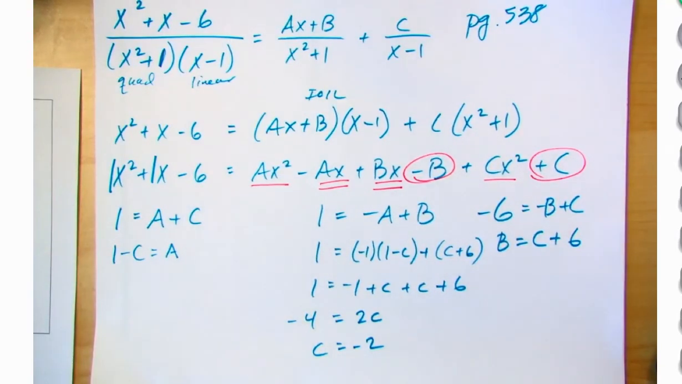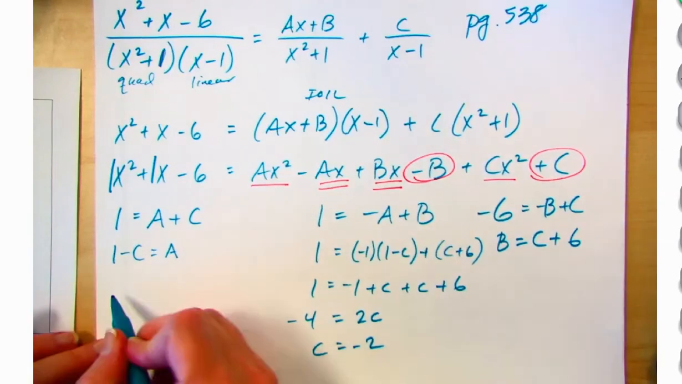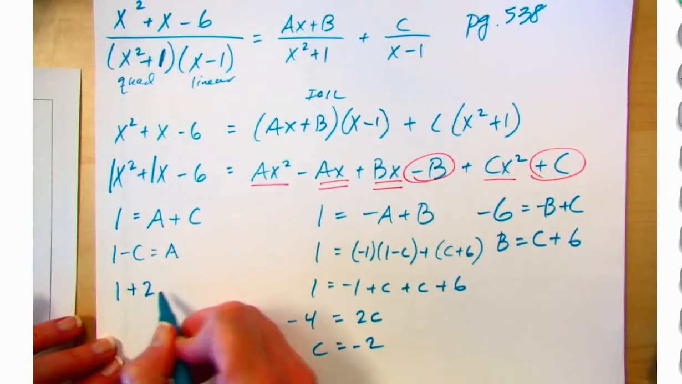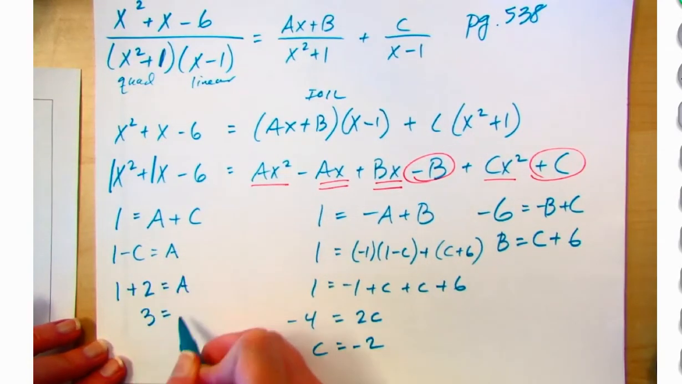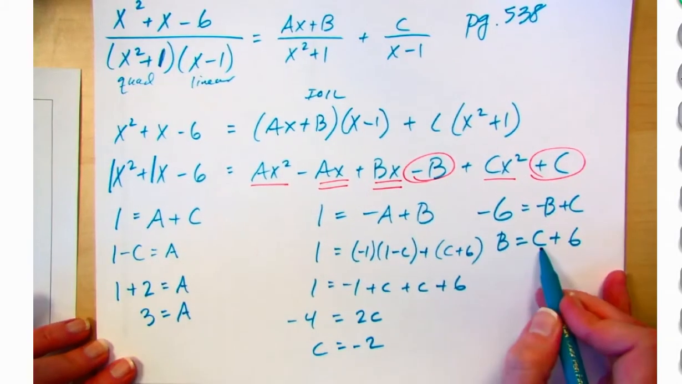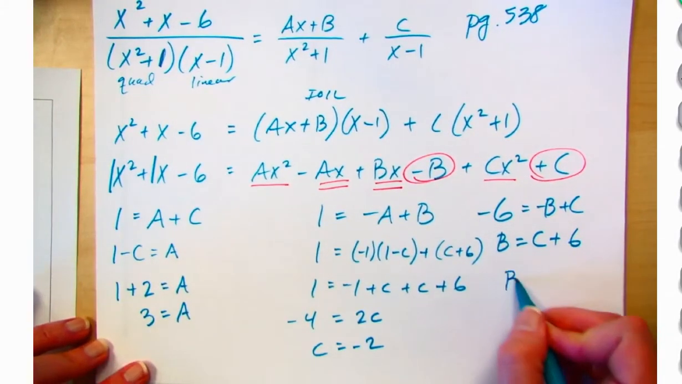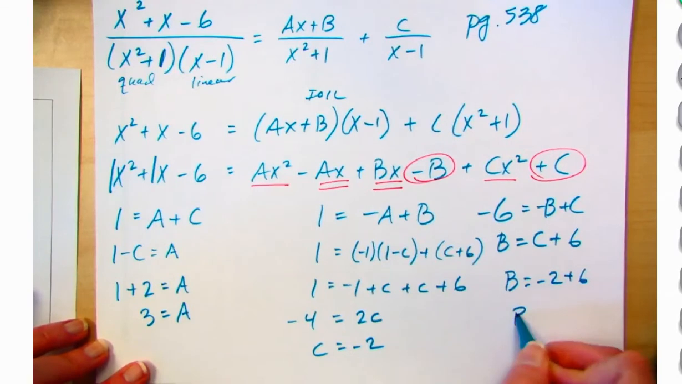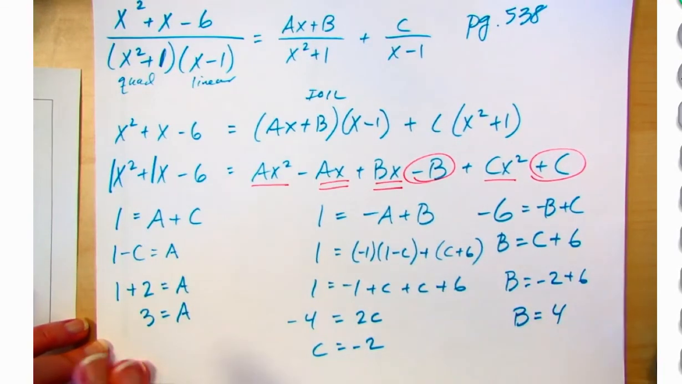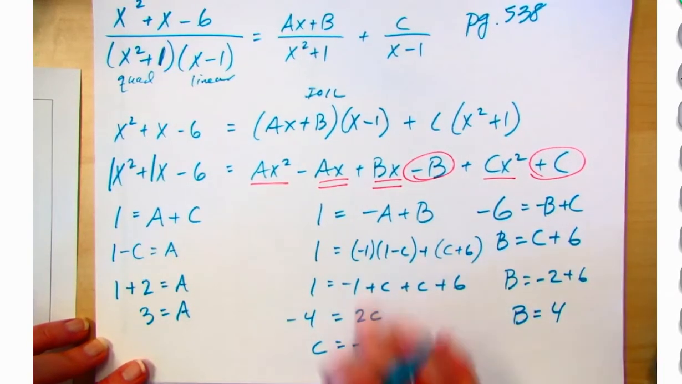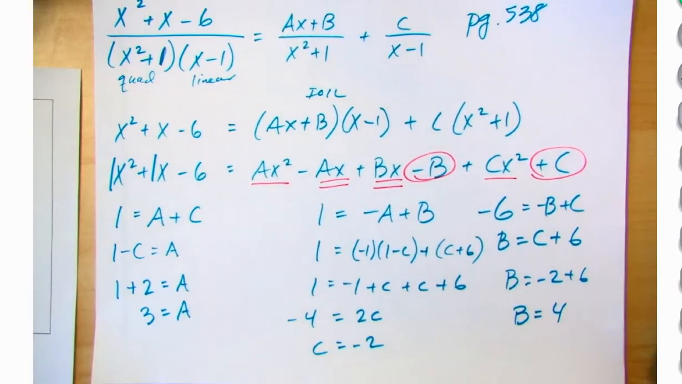If c is negative 2, then 1 minus negative 2 is a, which is 3. b equals c plus 6. b equals negative 2 plus 6, b is 4. 3, 4, and negative 2 are the a, the b, and the c. Questions?